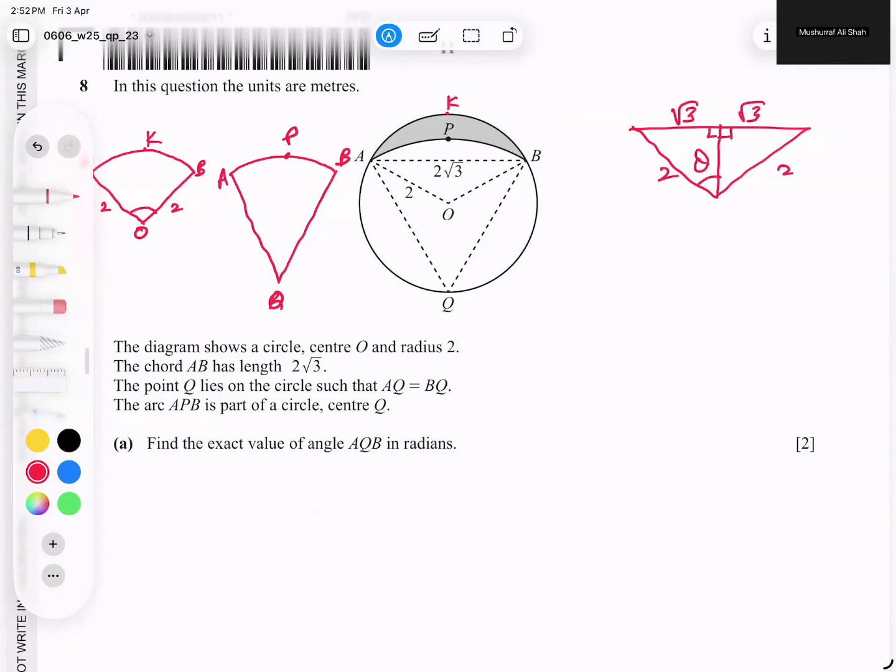I label this theta. Interesting part you have done in circle properties: whenever angle at the center and angle at the circumference, if this is 20 degrees, this is 10 degrees.